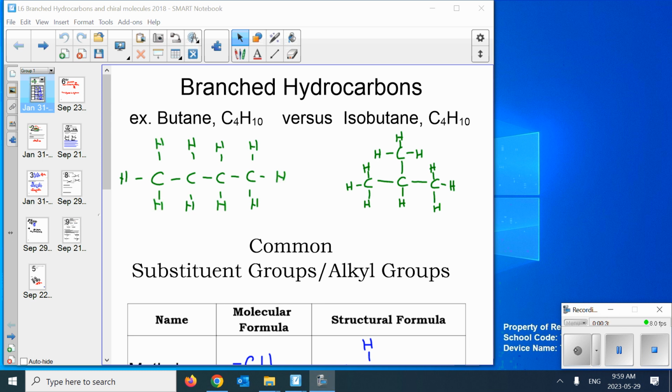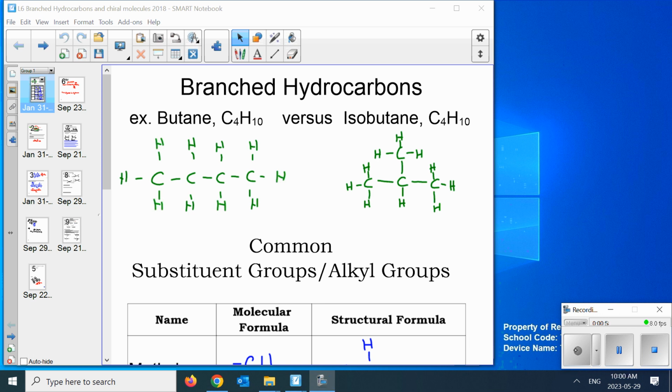The other ones I think you know. Five is pent, six hex, seven hept, eight oct, nine non, and ten is dec, like in decade. Okay. So those ones you probably know. One, two, three, four is what you have to know: meth, eth, prop, bute.